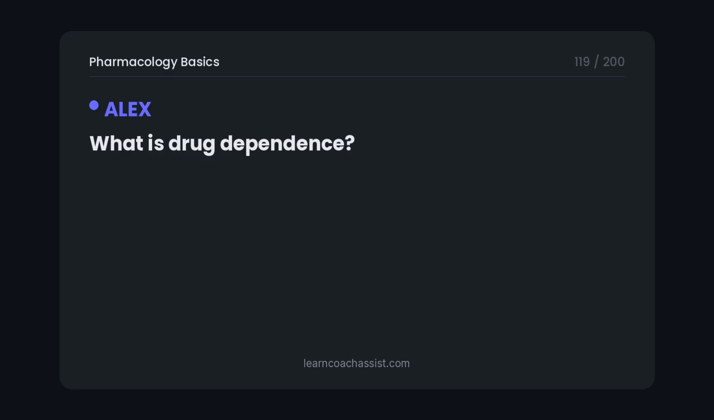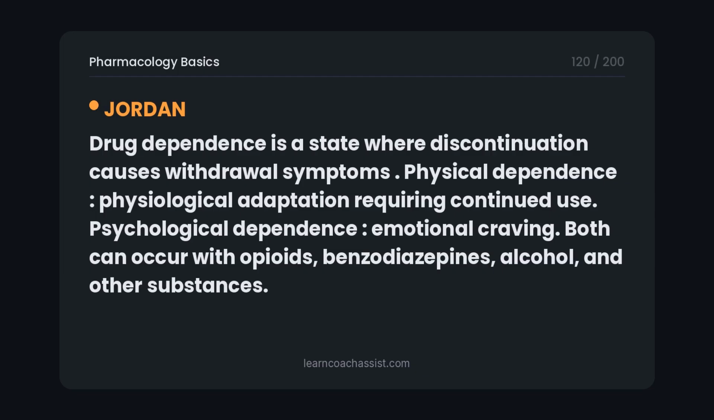What is drug dependence? Drug dependence is a state where discontinuation causes withdrawal symptoms. Physical dependence, physiological adaptation requiring continued use. Psychological dependence, emotional craving. Both can occur with opioids, benzodiazepines, alcohol, and other substances.